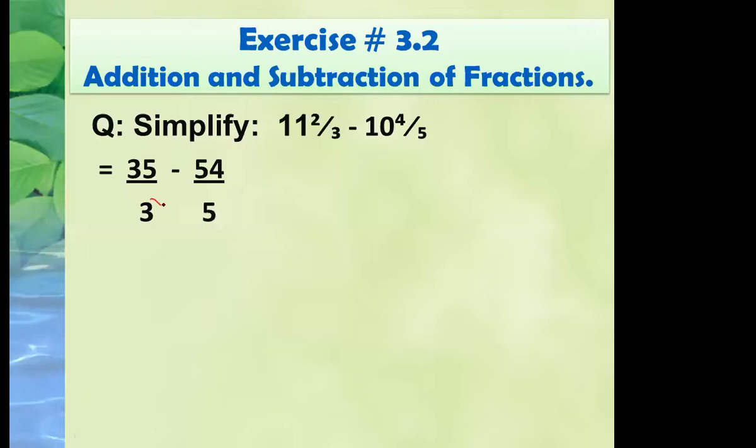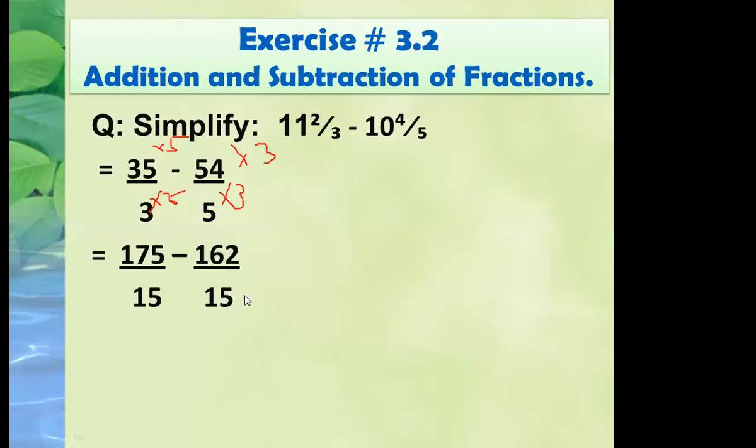So what I'm going to do here is multiply this 3 by 5, and this 5 by 3. Similarly, this 35 by 5 and this 54 by 3. Why am I doing this? Because I have to make my denominators common. So 35 multiplied by 5 becomes 175, and 54 multiplied by 3 becomes 162. And 3 multiplied by 5 becomes 15, and 5 multiplied by 3 becomes 15 again. So after this, I get like fractions.